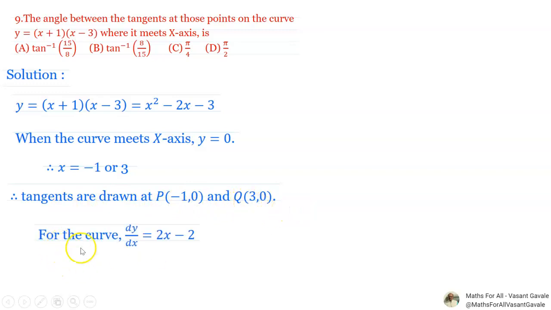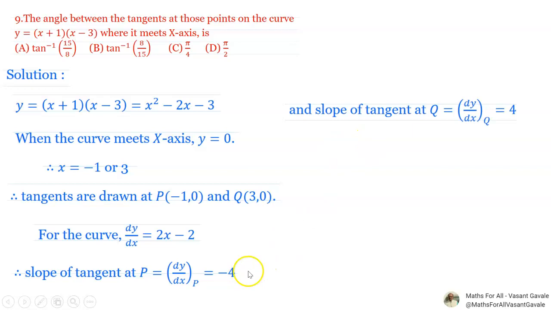For the curve, if we differentiate this, dy by dx is equal to 2x minus 2, since the derivative of x square is 2x and the derivative of minus 2x is minus 2. At the point minus 1, 0, you will have the slope minus 4. At the point Q, what will the slope be? If we substitute x equal to 3, then you will have 6 minus 2, therefore the slope of the tangent at Q is equal to 4. The first slope is minus 4 and the second slope is equal to 4.